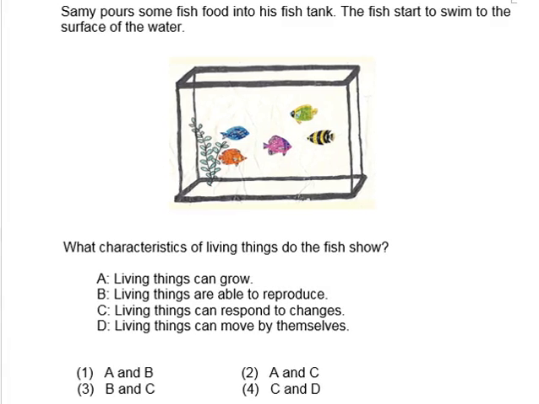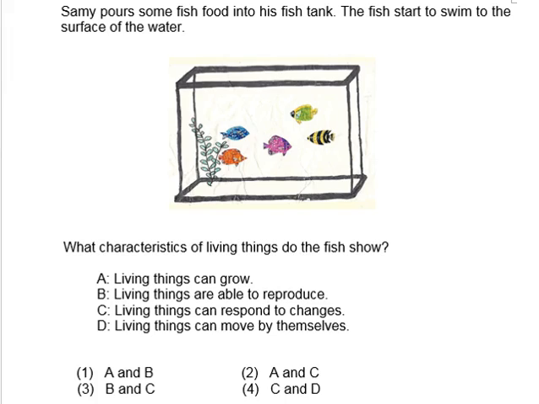Next one is living things are able to reproduce. There's no showing of them laying eggs or giving birth. So that's not correct. This particular example does not show that the fish can grow. It does not show that the fish are able to reproduce. Living things can respond to changes. In this particular case, it responded to the availability of food on the surface of the water. So it's moving towards the food. So that's responding to changes.